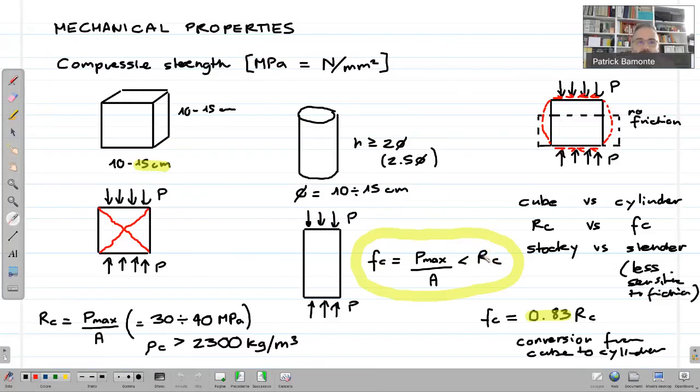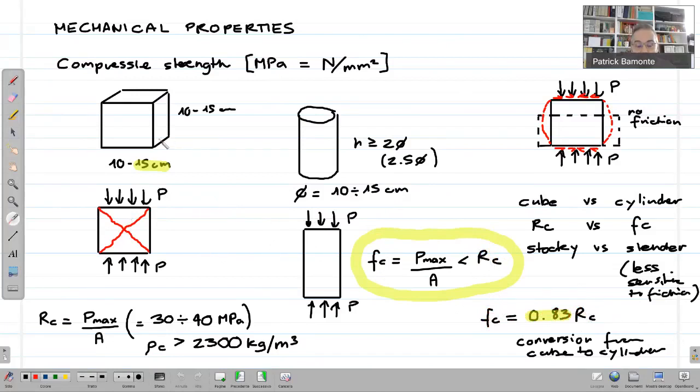Then why, this is a typical question I asked during the oral examinations, why do we cast cubes? Well, given that there is a relation, which is this one, between the compressive strength measured on cylinders and the one measured on cubes, testing cubes or testing cylinders is the same. The relation is linear. You simply have to do a conversion by multiplying by this factor, which is 0.83, okay?